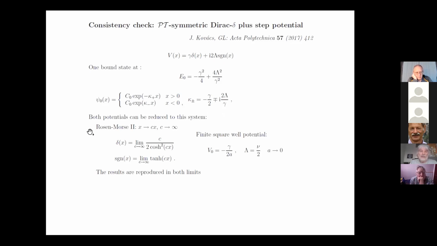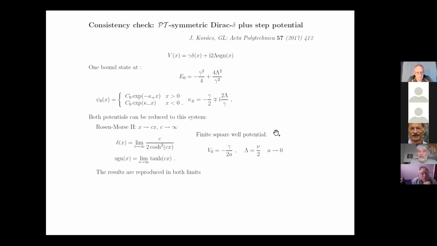If you go to the Rosen-Morse case, you have to rescale the coordinate and go with the scale to infinity. In that case, the inverse square cosine hyperbolic function will give you the Dirac delta, and the sine function will give you the tangent hyperbolic, or vice versa. So the tangent hyperbolic will go to the sine function, and 1 over cosine hyperbolic square will go to the Dirac delta. So it is an exact limit.